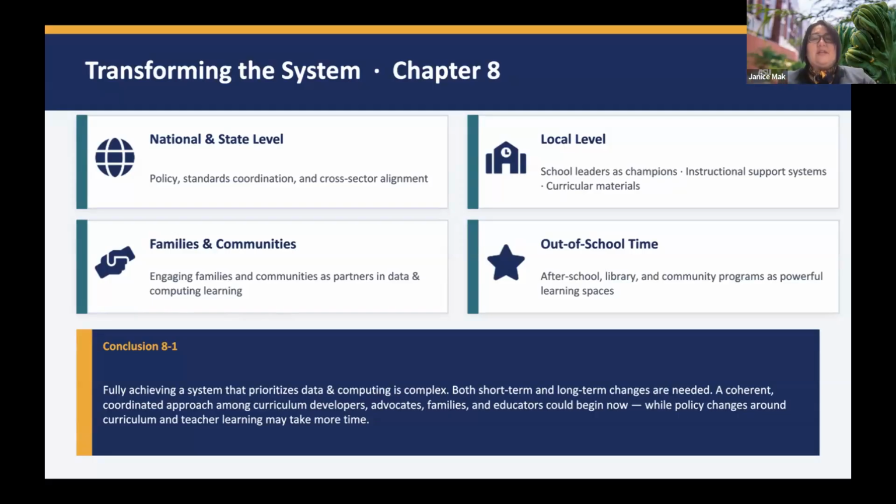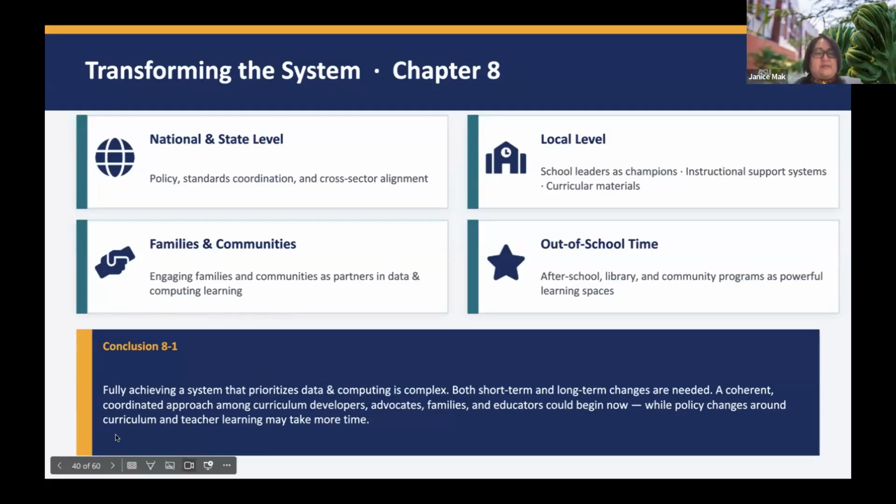What does it look like at the local level where we have administration, instructional support teams, curricular materials adoption? What does it look like in terms of supporting and engaging families and communities as partners in data and learning about data and computing? There's a lot of great work already done in the computing community around family code nights and data in the community and informal science. So making those connections, and again, to out of school time. There's a lot of library and community programs, and those can be really powerful learning spaces as well.